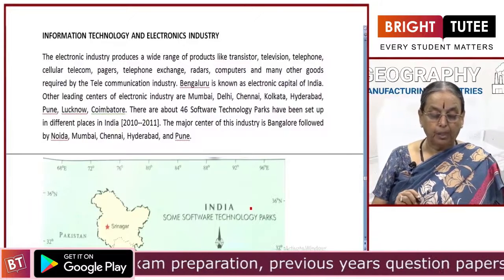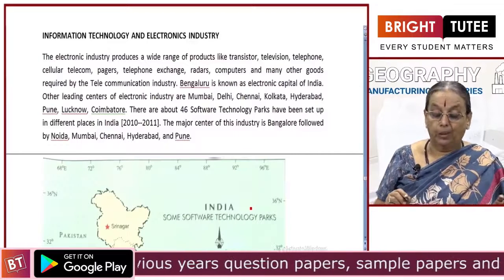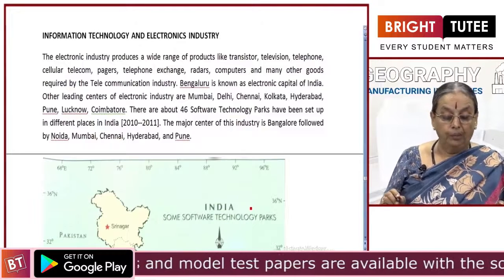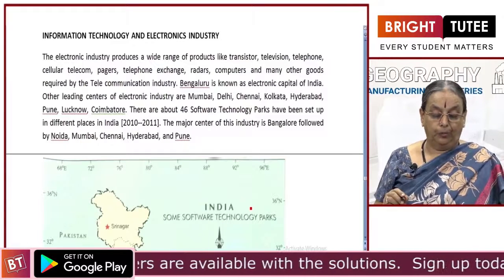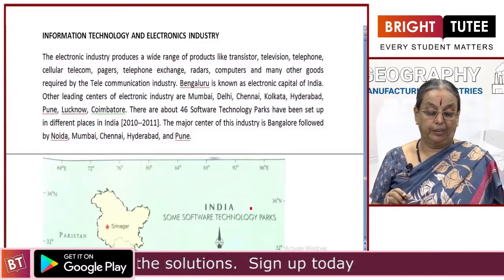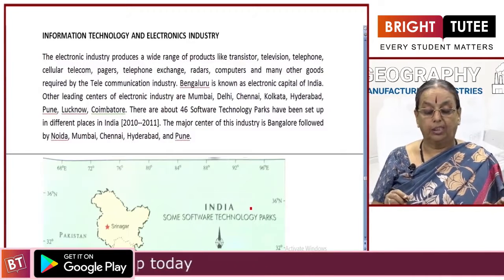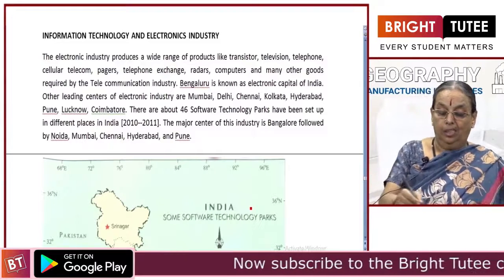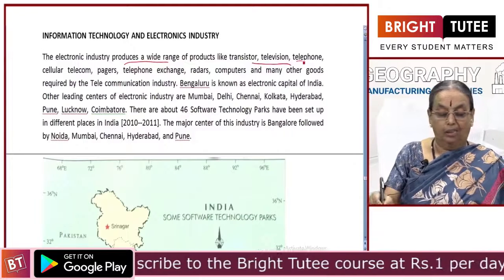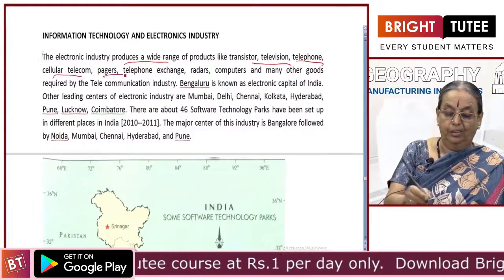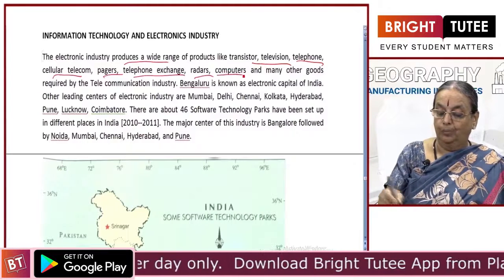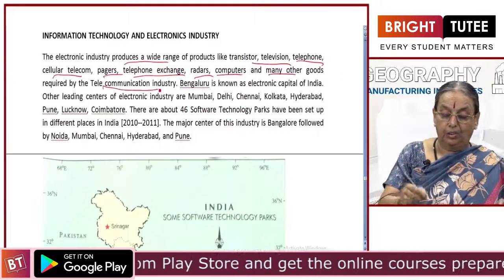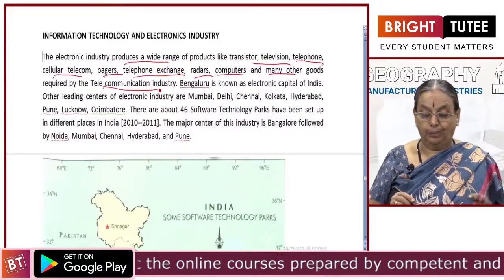Okay. Now, the next very important industry, which is a recent entry into the industrial map of India, is the IT industry, that is information technology, and the electronic industry. So, when you talk about the electronic industry, it produces a wide range of items starting from the smallest transistor to the television, telephone, cellular, telecom, pagers, telephone exchange, radars, computers, and many other goods which are required for the telecommunication industry. So, that way there is a wide range of items which are produced in India.